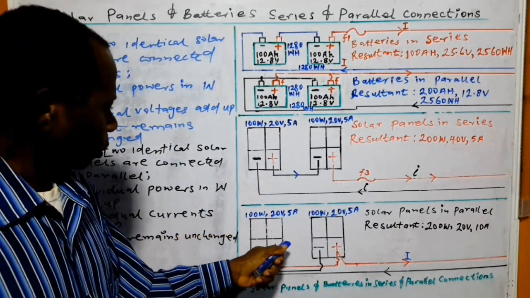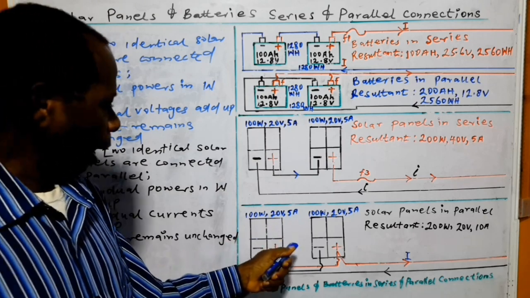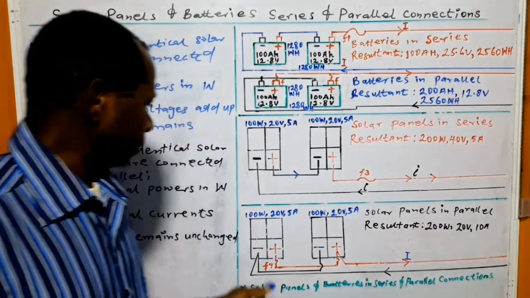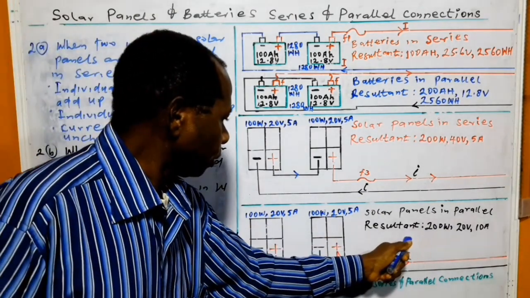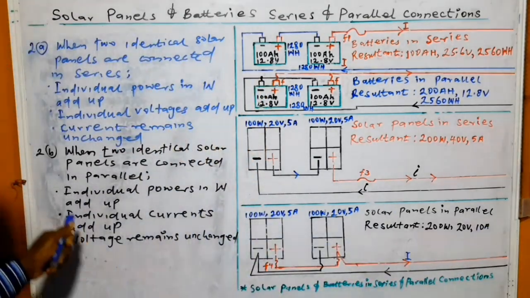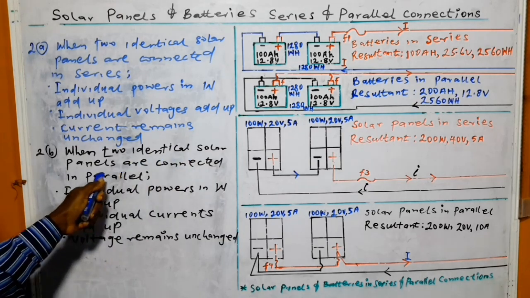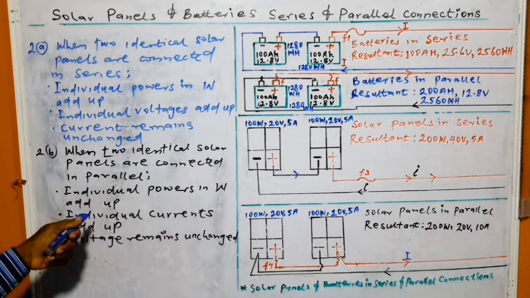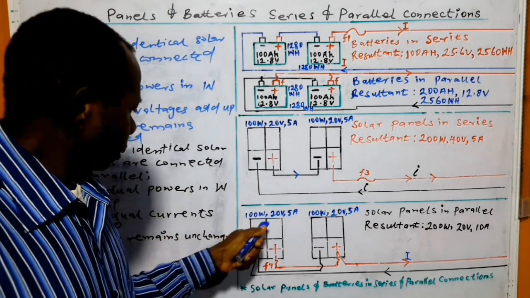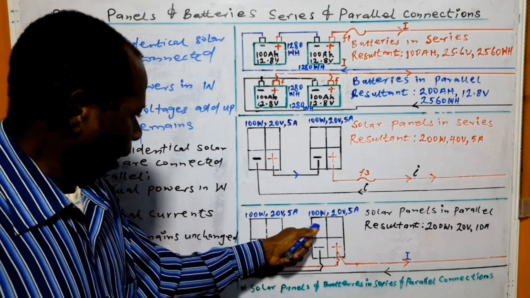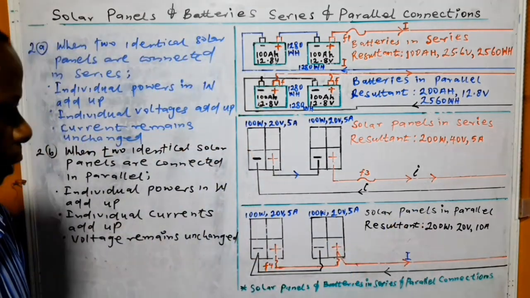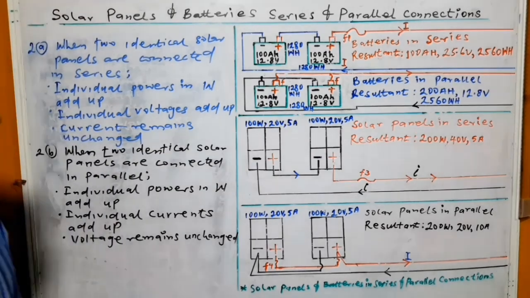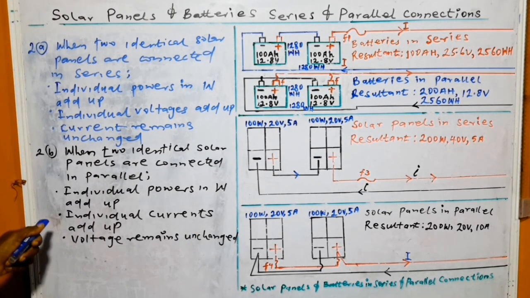Alright, then we go to the fourth case, where we have two identical solar panels connected in parallel. So these are the resultant ratings. So when two identical solar panels are connected in parallel, individual power in watt add up. 100 watts plus 100 watts will give us 200 watts, just like in this case. Whether parallel or series, the powers will always add up.